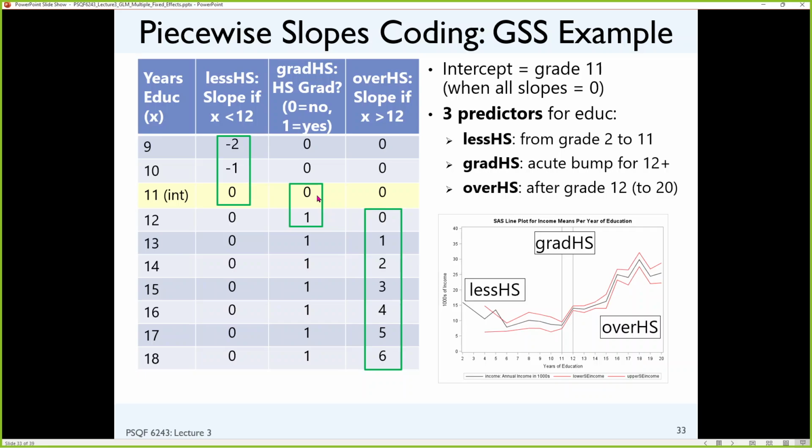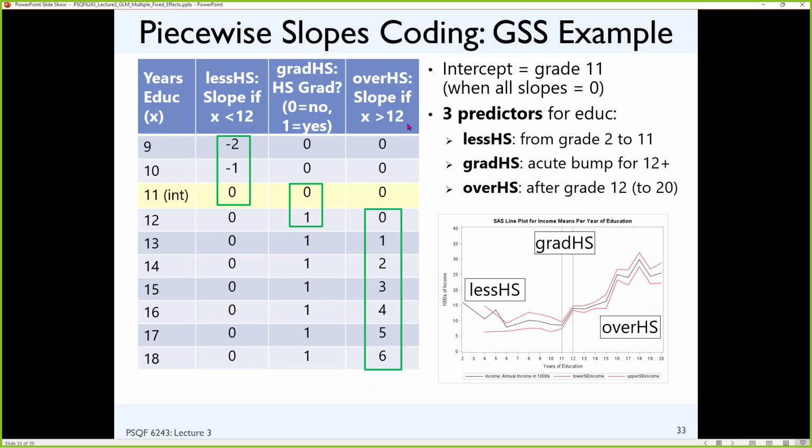The next slope is capturing the acute difference between 11 and 12 only. So it's 0 before we get there. It switches to 1 once we're in 12th grade, and then it's going to shut off. But it has to shut off where it left off. Otherwise, it would put us back down to 0 again. So it stays at 1 so that it doesn't index any further changes in education, because it's only capturing this one little jump in the middle here.